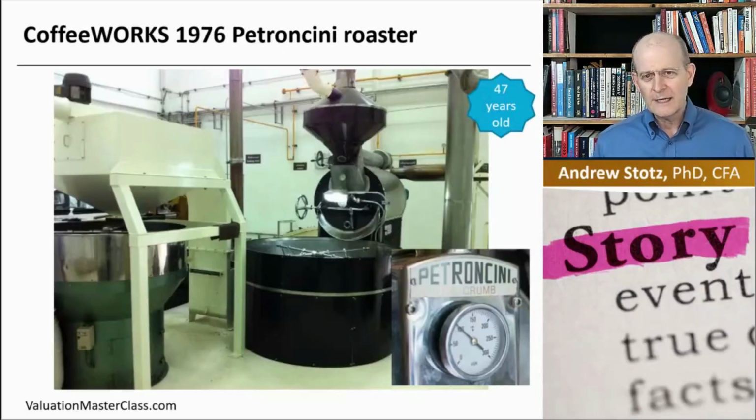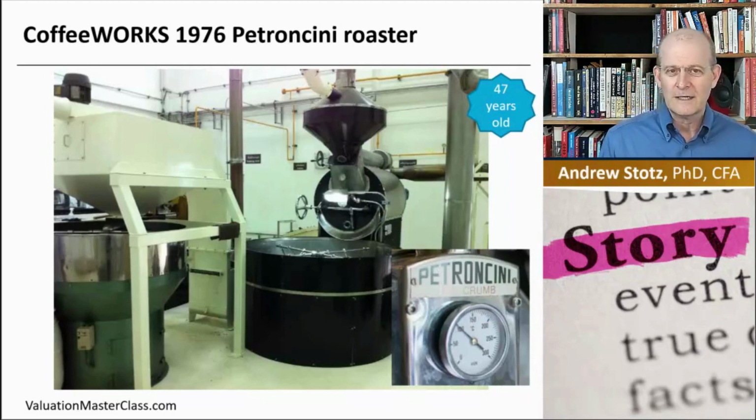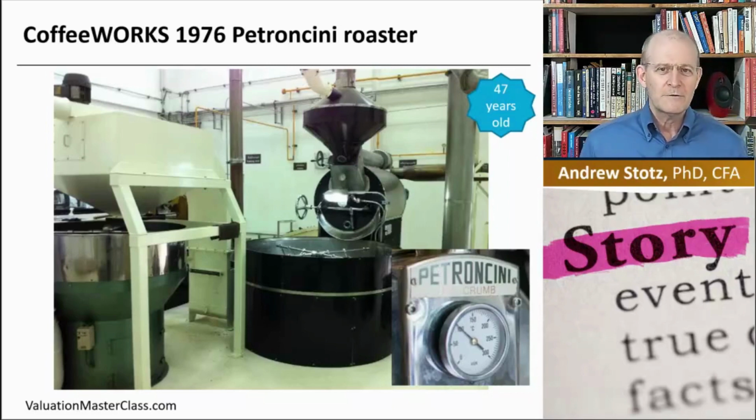Now, let's just look at the cost of goods sold for a moment. I just updated this number and I realized that our core asset is 47 years old. This is a roasting machine you see in a picture. It's not the original roasting machine we got, but we got this one secondhand. It's a 1976 Petrocini roaster.